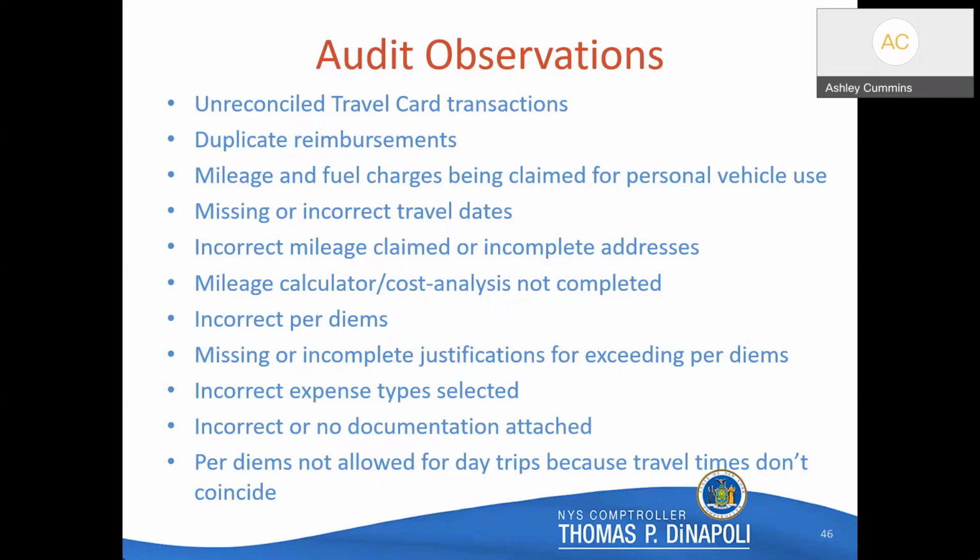Another is missing or incomplete justifications for exceeding per diems. So travelers should not exceed the maximum lodging per diem rates. However, in cases where this cannot be avoided, the traveler must have a justification and obtain prior approval. The traveler must also attach the justification and prior approval to their expense report.